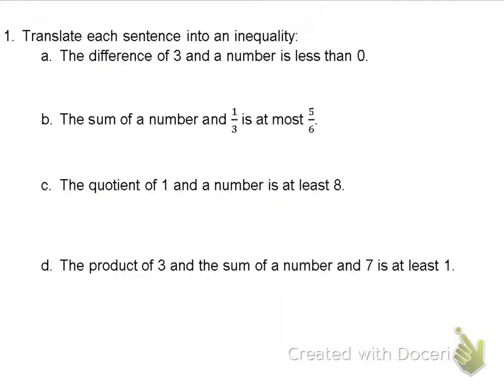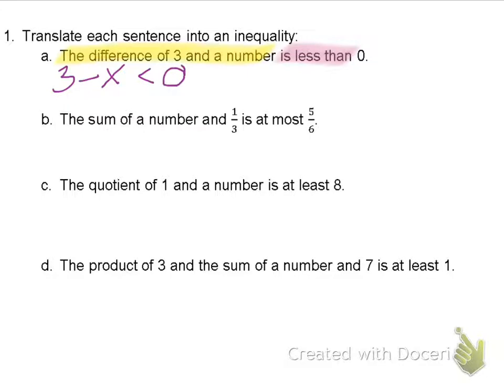So let's give this a try. Translate each sentence into an inequality. The difference of 3 and a number, you can just start there, because that's going to be the left-hand side of our inequality. So the difference of 3 and a number would be 3 minus a number, so we'll just use x. And then the inequality part is going to be less than, so we're going to use the less than symbol, and then 0.